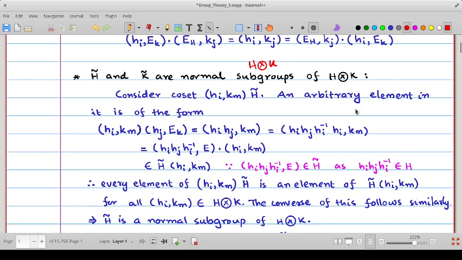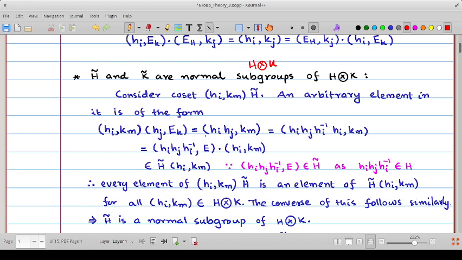So consider an arbitrary element in the coset, and it is of the form Hi Km times Hj Ek, where Hj Ek is one of the elements of this H tilde.